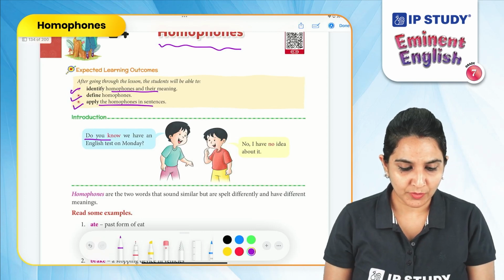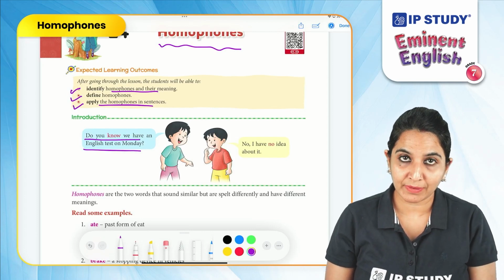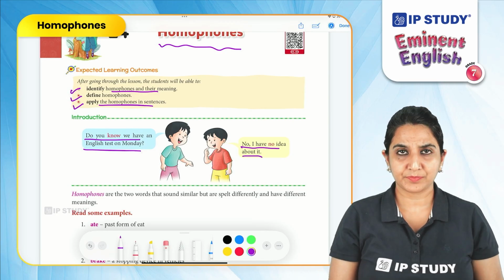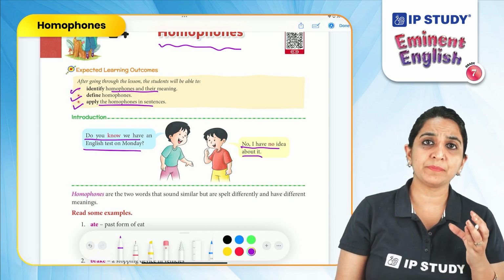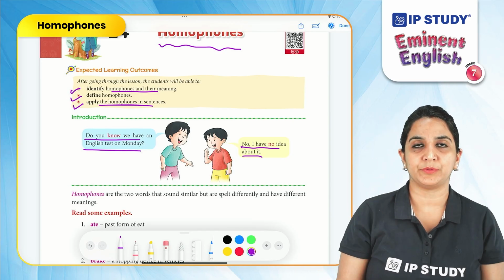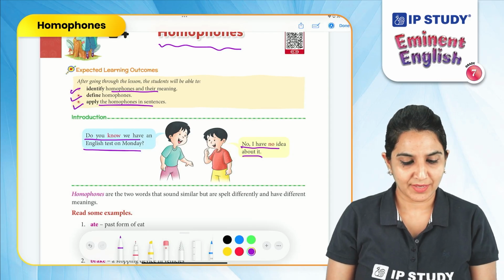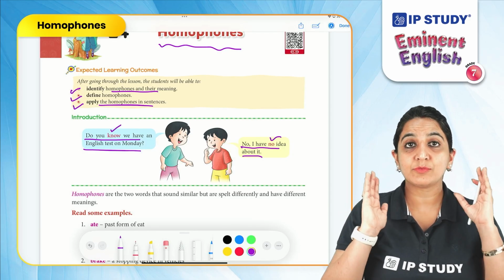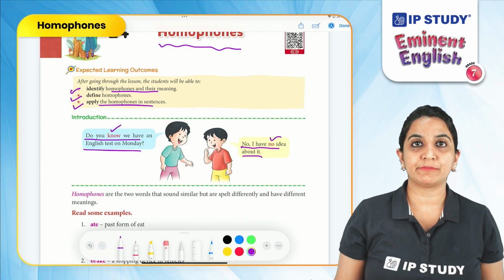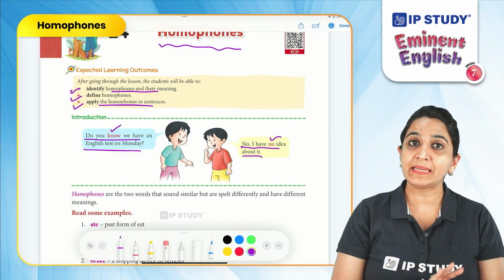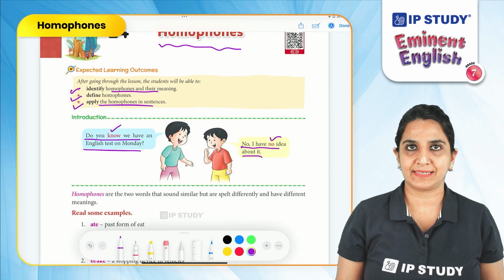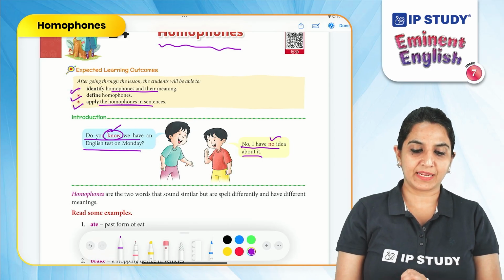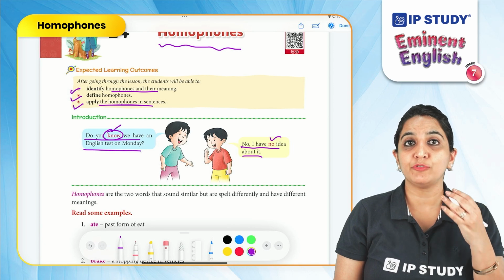Do you know we have an English test on Monday? No, I have no idea about it. Now, which is a pair of words that sound similar to you? Know, K-N-O-W, and no, N-O. They sound similar, but they have completely different meanings and a completely different usage in a sentence.